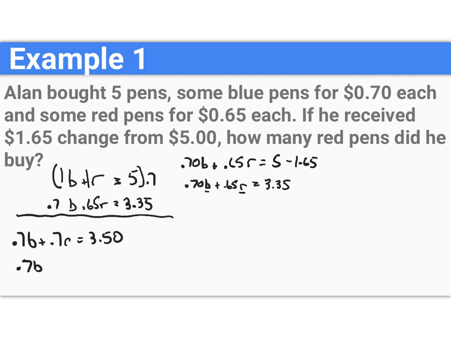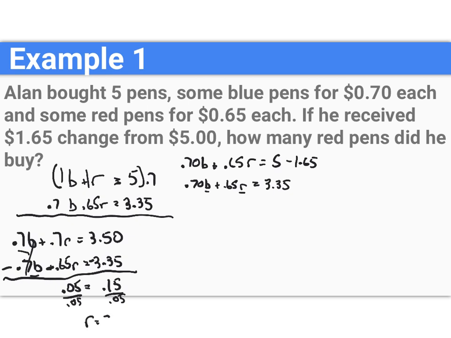And so you have 0.7b plus 0.65r equals 3.35. Now look, the coefficients in front of the b's are the same, so we're going to change all the signs to negative and add the equations. 0.7 minus 0.7 is 0, so they cancel out. 0.7 minus 0.65 is 0.05r equals 3.5 minus 3.35, which is 0.15. 0.15 divided by 0.05. 15 divided by 5 is 3, so that means 3 red pens.